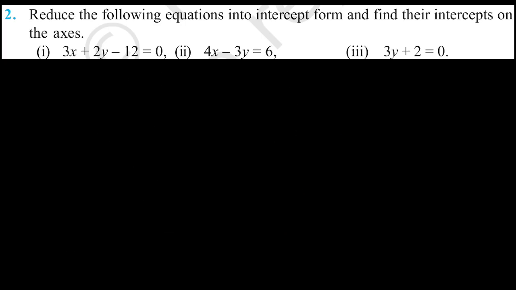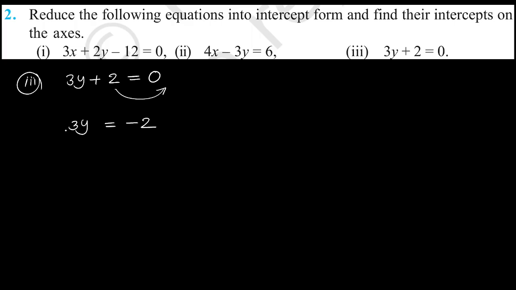Now the third one I am discussing. Third one is 3y plus 2 equal to 0. I want to make the right side 1. Actually, reduce the following into intercept form. This one is extremely difficult to express in intercept form, but let us write a few steps. I want to make the right side 1. Let me transfer the 2 to the other side. 3y equal to minus 2.